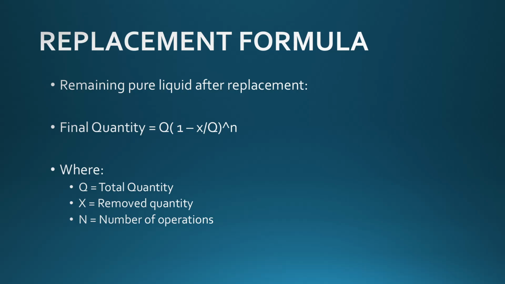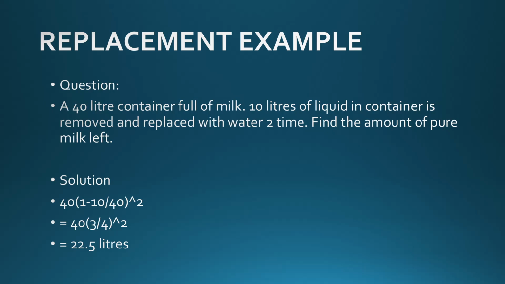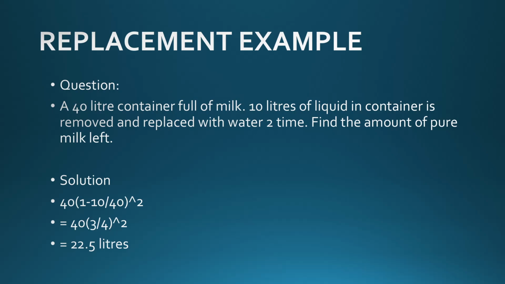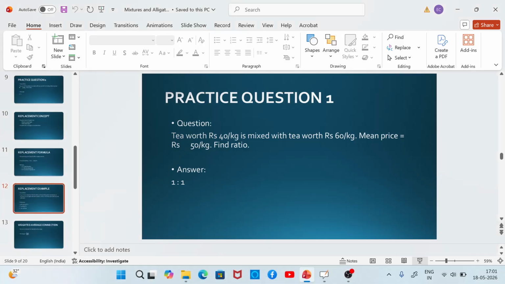Now let's understand this formula through an example. A 40-liter container full of milk. 10 liters of liquid in the container is removed and replaced with water 2 times. Find the amount of pure milk left. Okay. So if we look at the formula, Q into (1 minus X by Q) to the power N. Okay, so let's solve this.